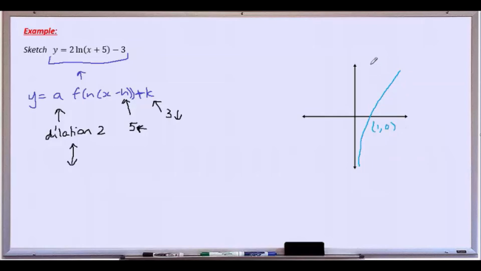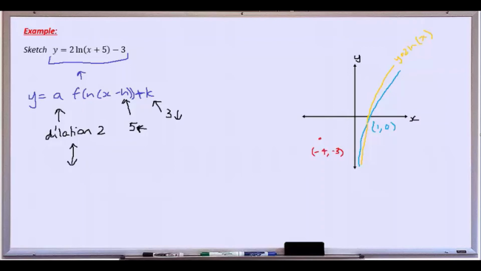When I dilate it, it will just be stretched in the up and down direction, or stretched from the x-axis. So it may not look too much different. We might find that this part would be stretched up and this part would be more like that. So now this would be maybe y equals 2 log x. Then what I need to do is move it across 5 and down 3, which means my point of 1, 0, when it moves across 5 and down 3, will end up being at -4 and -3.